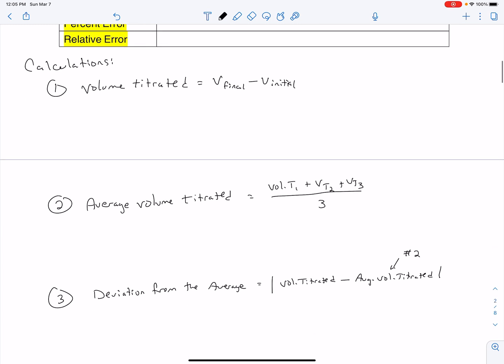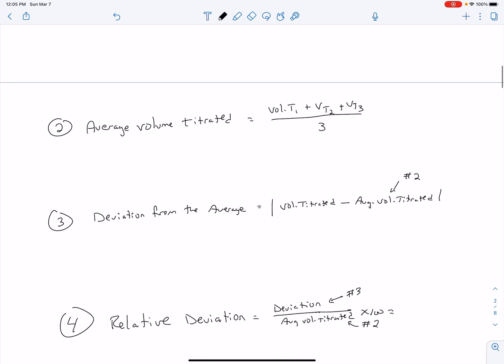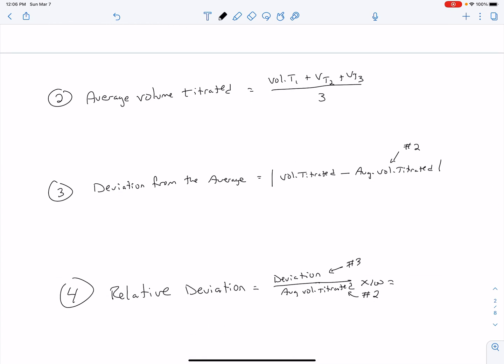Deviation from the average, you'll notice an absolute value here. Deviation is just how far you are from the average. It's not a positive or a negative. So whether you are above it or below it, it's just how far did you deviate from the average. Again, a value that is going to tell us our precision. And you'll see I put in there where you get that average volume titrated. You'll notice that the deviation that you get comes from number 3. And then I'll put that over the average times 100, and that comes to my relative deviation.